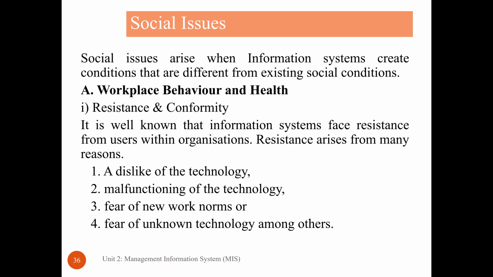Social issues are related to when information is placed on social media, or it is related to the society. Whenever it communicates with this information system, it creates conditions that are different from the existing social conditions. So a social issue arises whenever the information system creates conditions that are different from existing social conditions. Which types of social issues may come, we will see now.